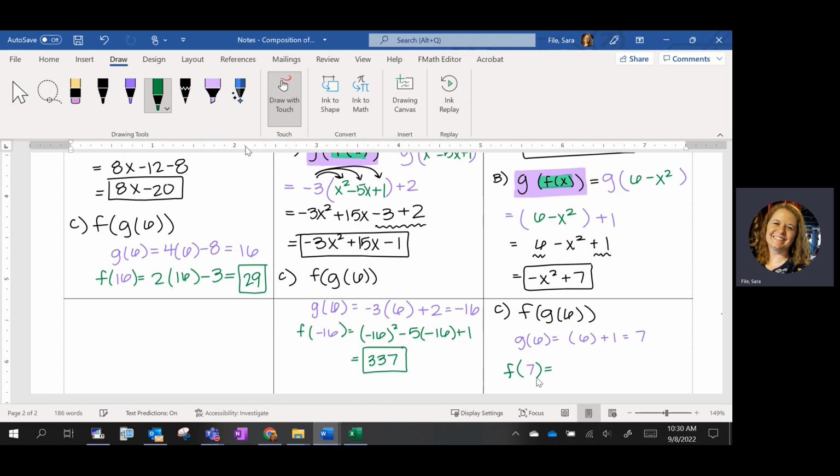So f of 7. Well, f is 6 minus x squared, so the 7 goes there. 7 squared is 49, so we've got 6 minus 49. That comes out to negative 43.